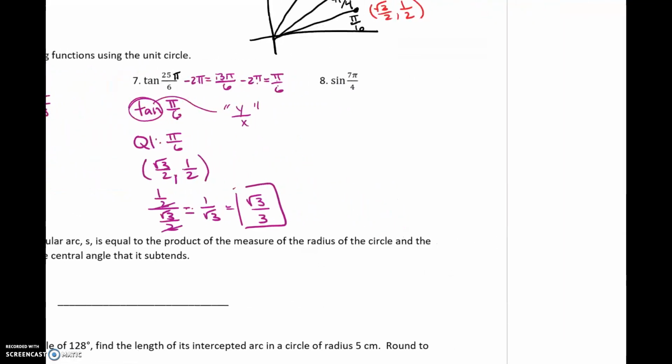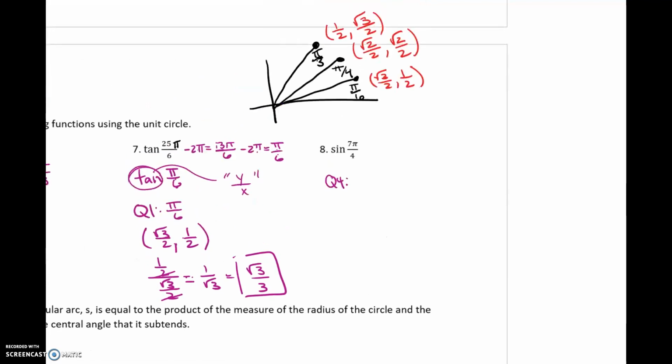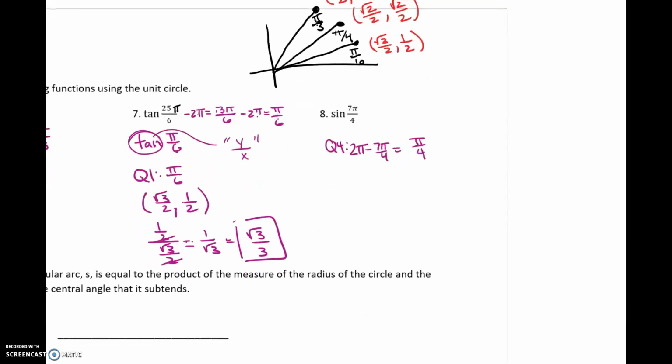Now let's look at number 8. What quadrant is 7 pi over 4? Well, 7 pi over 4 is a little less than 2 pi. So that means it's going to be in quadrant 4. So again, I can really come up here and look and right away tell you that my reference angle is going to be pi over 4. But technically, you just use your reference angle rule, which says 2 pi minus 7 pi over 4. I would get a common denominator and get pi over 4.